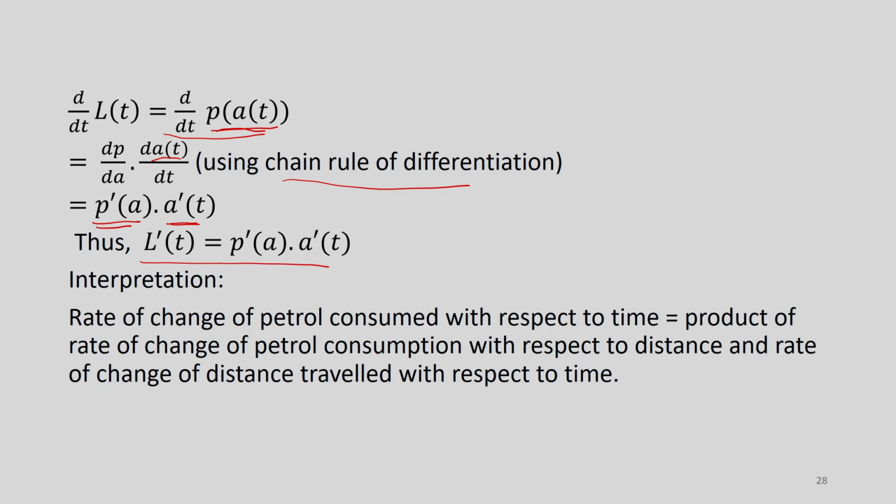L prime t, that is the derivative of the liters of petrol consumption with respect to time, is equal to P prime A multiplied by A prime t. The rate of change of petrol consumed with respect to time is equal to the product of the rate of change of petrol consumption with respect to distance and the rate of change of distance travelled with respect to time. So that is the interpretation in terms of words.